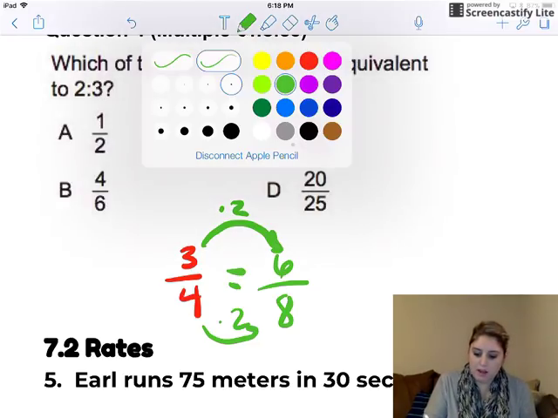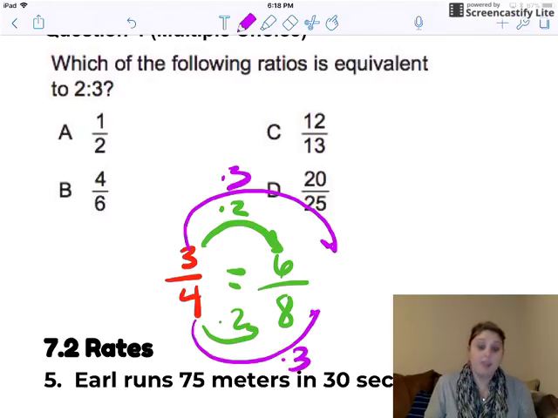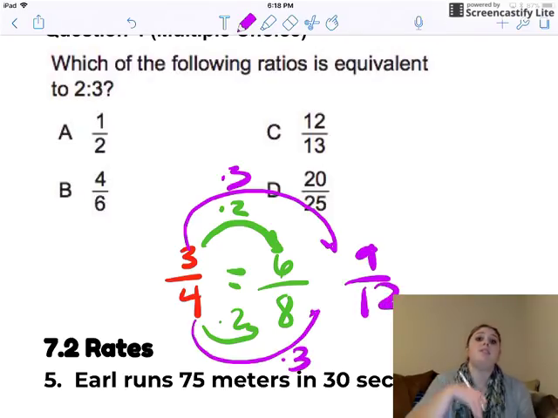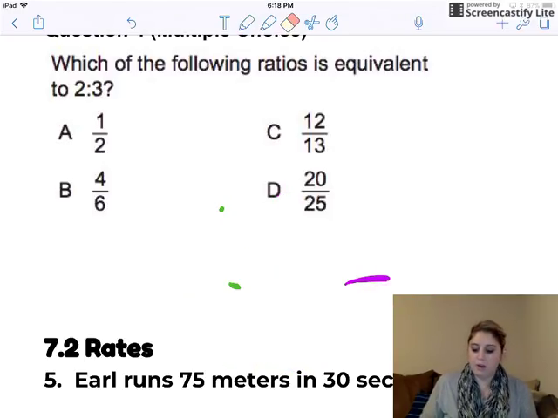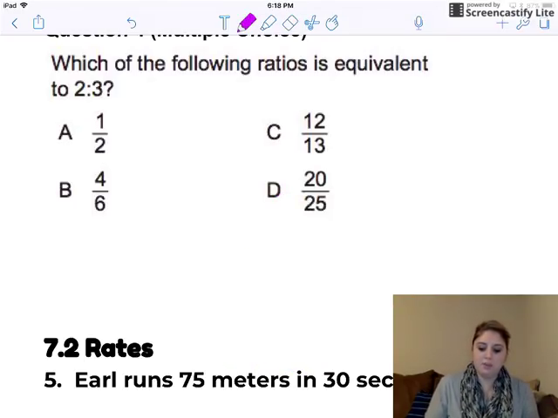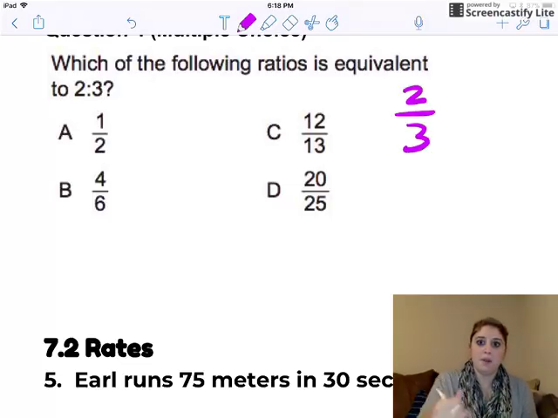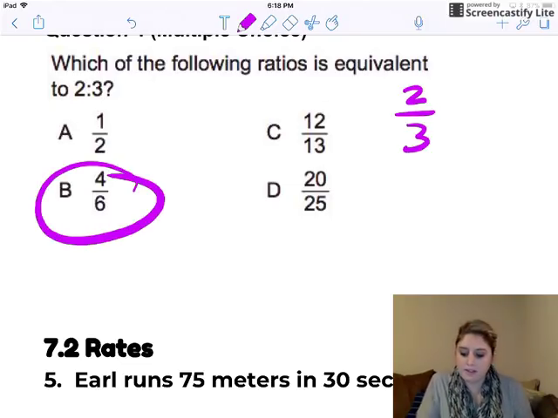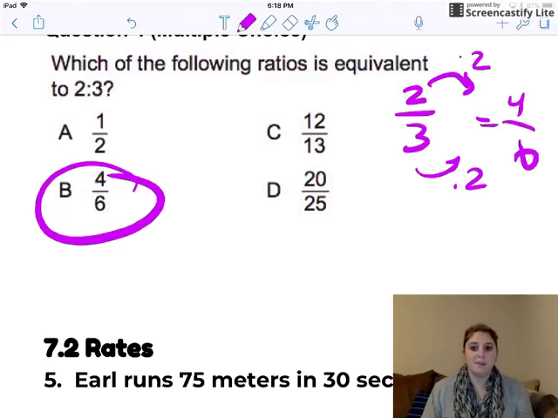We could even multiply this again. We could take 3 times 3 and 4 times 3, and that would end up giving us 9/12. That is also an equivalent ratio. So all three of these are equivalent ratios. Okay, so I want you to look at this problem, and it says, which of the following ratios is equivalent to 2/3? I want you to pause the video and try. Okay, hopefully you saw that 4/6, if I would multiply both top and bottom by 2, it would give me an equivalent 4/6. That's the right one.